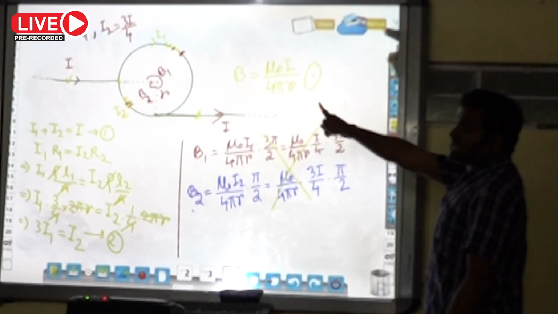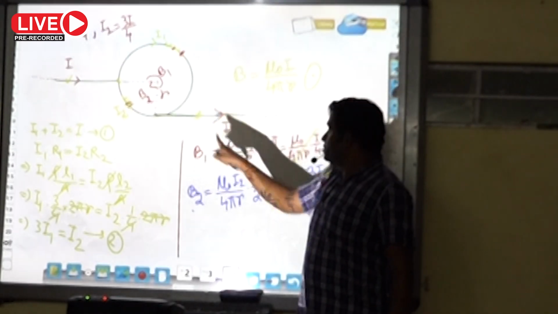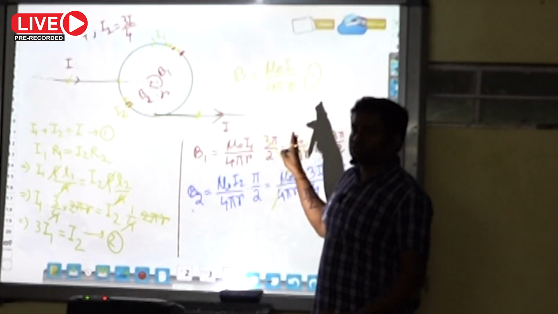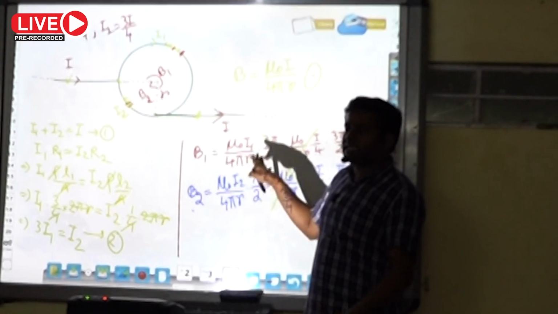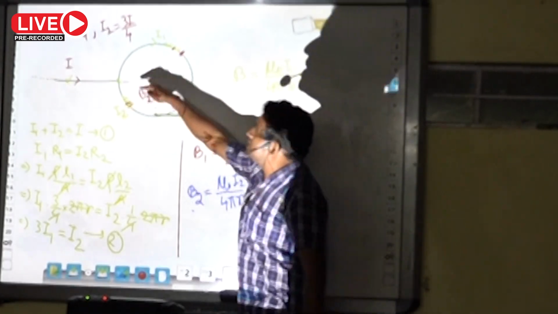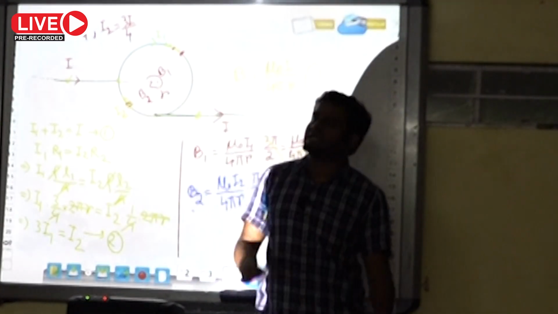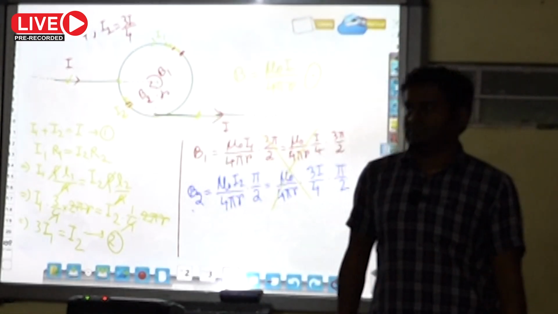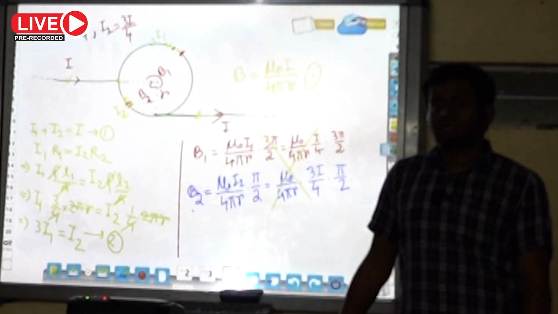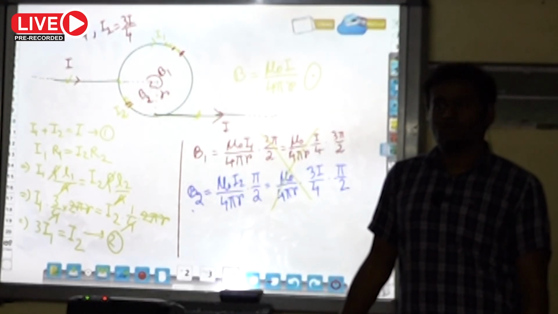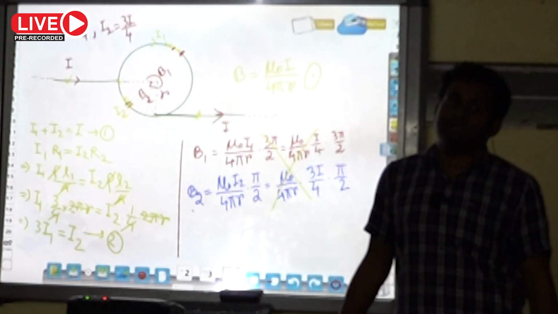If this situation arises for a circle, there is no need to calculate this part. I will show the calculation here, but in the exam if it comes, you can directly write that this larger arc and smaller arc together, since they are in parallel, will produce no field. But remember, they should be parallel, and the entire circle should be completed.